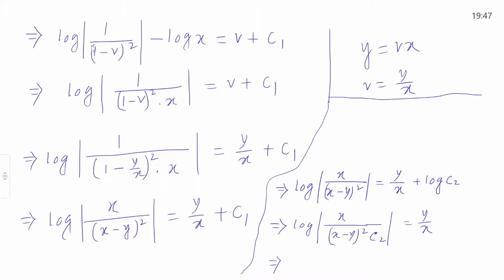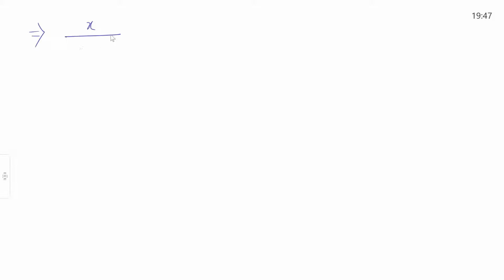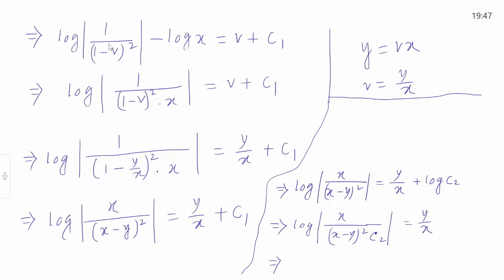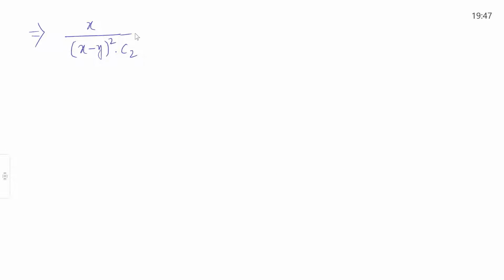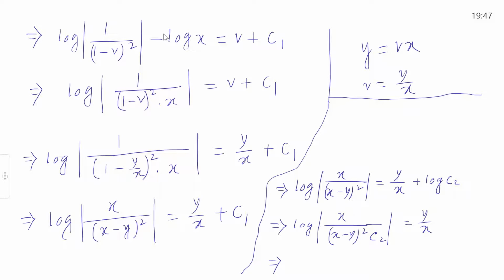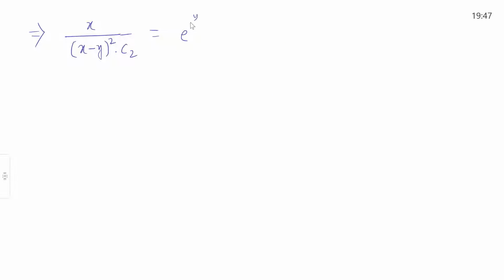This implies x by x minus y whole square into c2 is equal to, on the right hand side, it is e to the power y by x. Removing the logarithm on the left hand side gives e to the power on one side, and so we can write x is equal to c2 into (x minus y) whole square into e to the power y by x. So here also you can leave the answer.